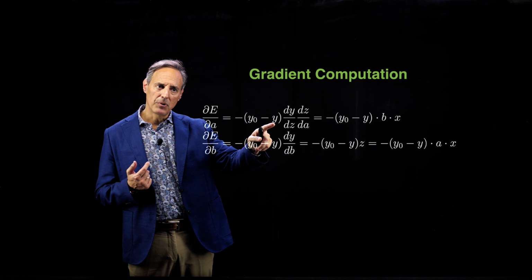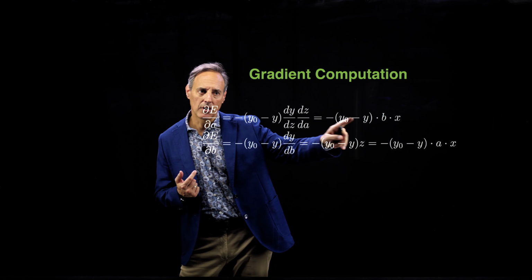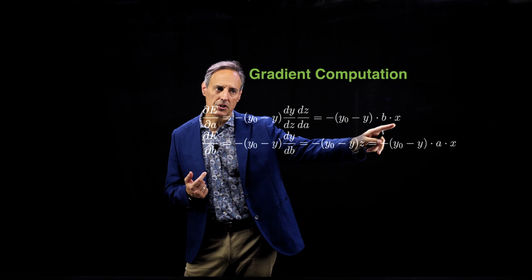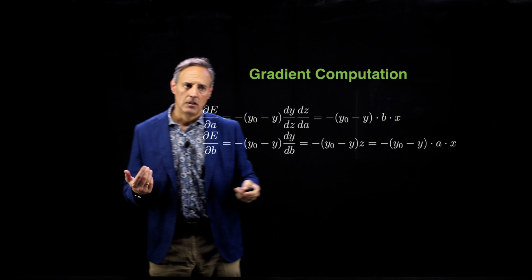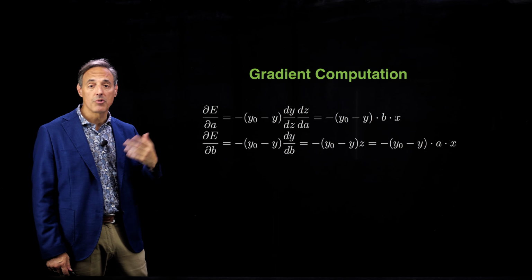Well, you can actually compute dy/dz explicitly. It's actually b. And you can compute dz/dA explicitly, which is x. So there you go. This is the gradient direction. Notice I just have to know this once.